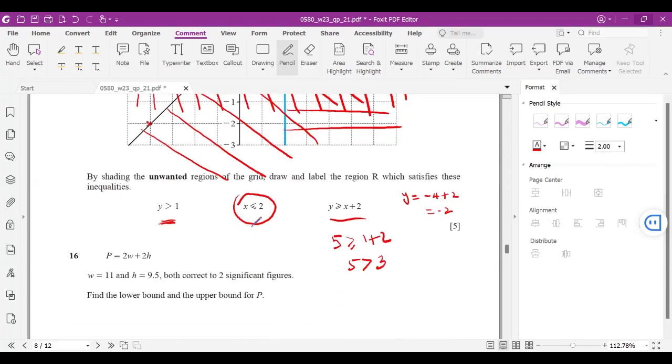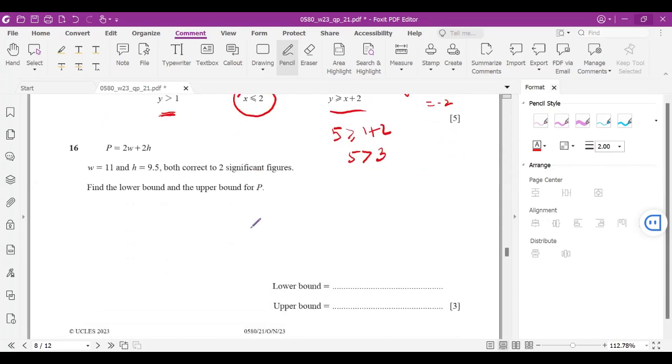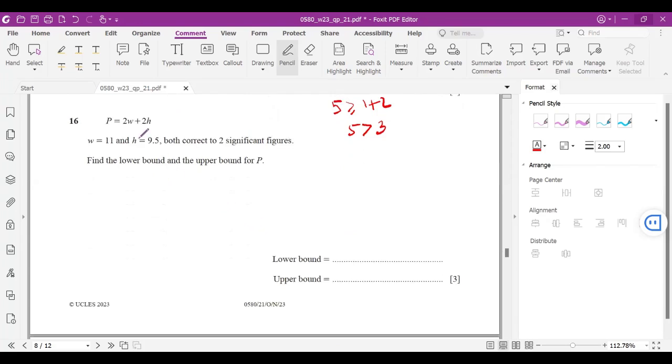So we've actually handled that question. Now, question number 16, we are given the fact that P equals 2W plus 2H. We are told that W is 11 and H is 9.5, both correct to 2 significant figures. Find the lower bound and the upper bound for P.